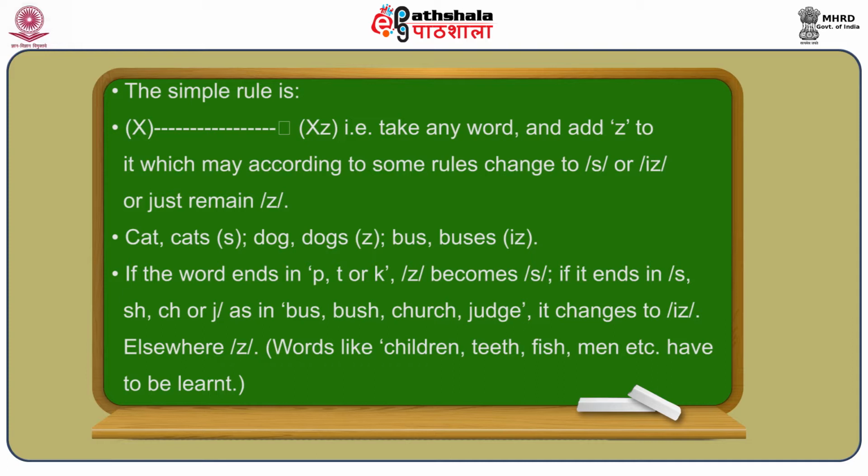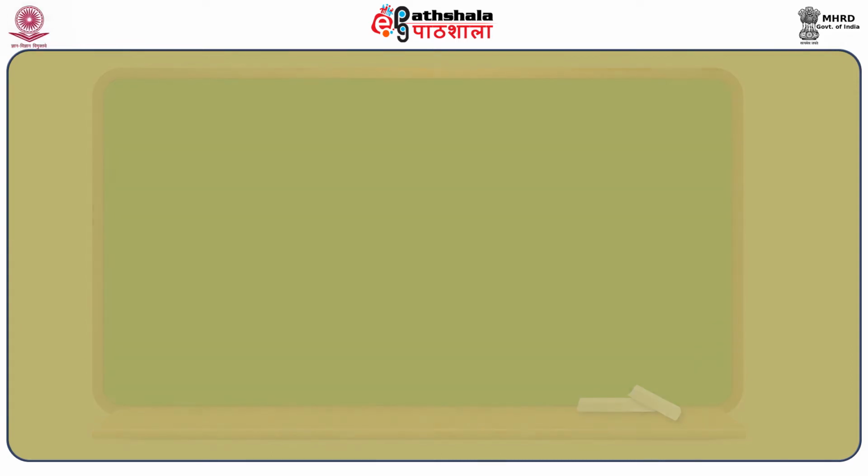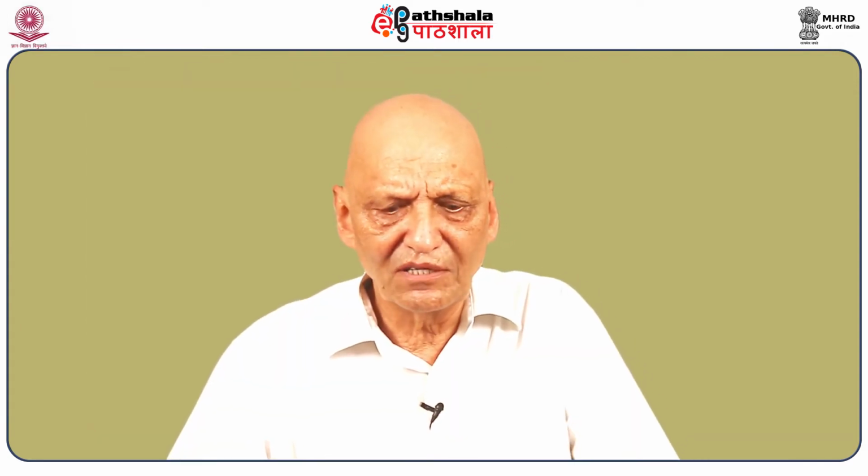It's rule governed. But generally, it's a z sound. You will hear a z sound. And in cats and caps, the words which end with p, t, k, you will hear an s sound. And that's again rule governed.